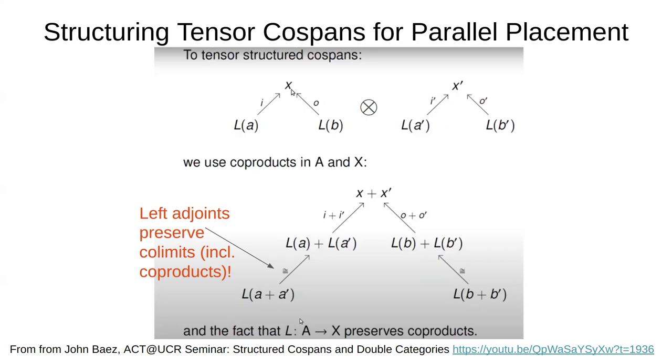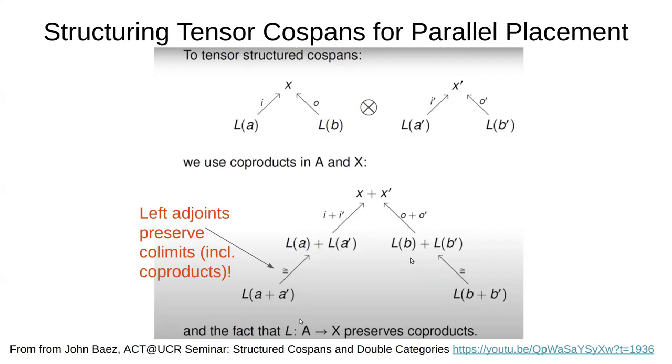You take the co-product of X and X prime. You get X plus X prime, right? You're comfortable with co-product being denoted as plus, right? You take the co-product of L of A and L of A prime, and you get L of A plus L of A prime. We okay with that? Take the co-product of L of B and L of B prime, you get L of B plus L of B prime, right? And the co-product is functorial, meaning it can be applied to morphisms, and all it does is take the co-product of the appropriate morphisms, okay? So there we go. But we have a problem now.